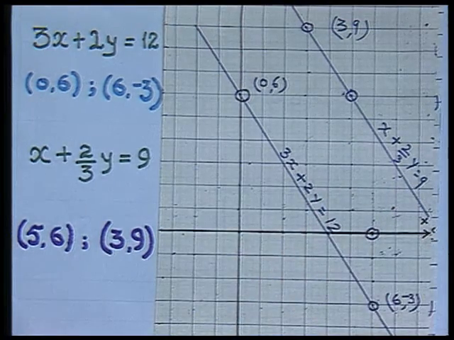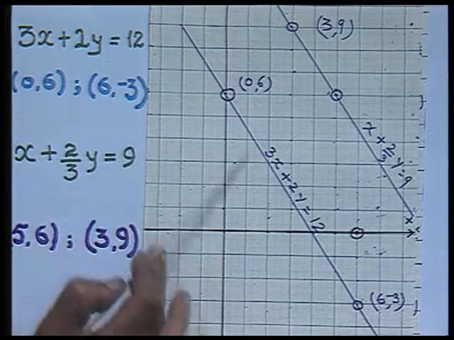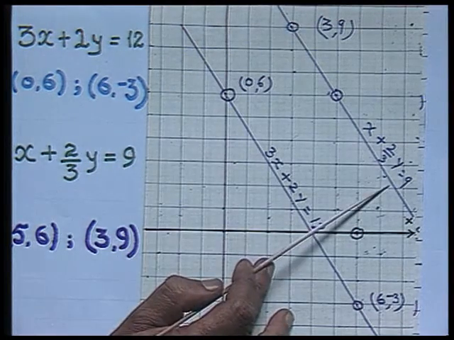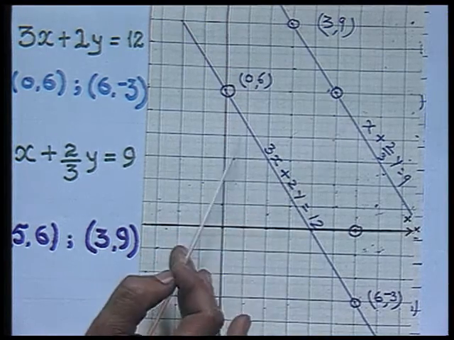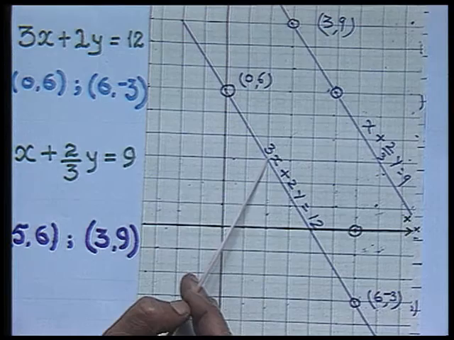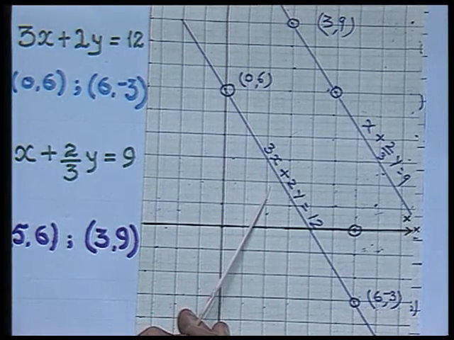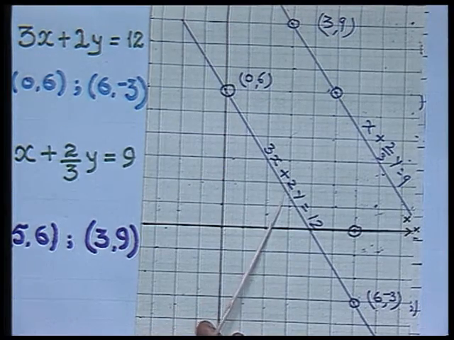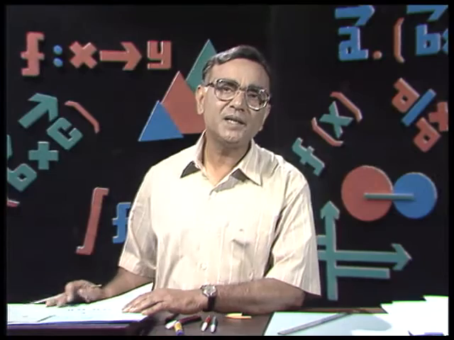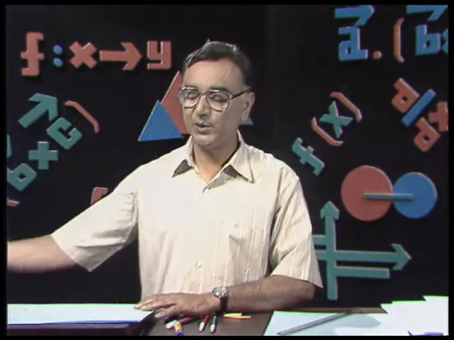So what do you observe in these 2 lines? Are these lines going to intersect anywhere? This line and this line? No, they are parallel lines. So that means neither are they coinciding nor are they intersecting. So will they have any solution? Obviously not, because they are not intersecting at any point. So these 2 lines are not intersecting at any point, so hence they have no solution.